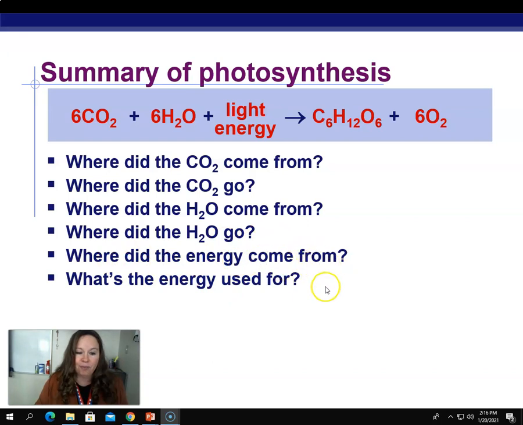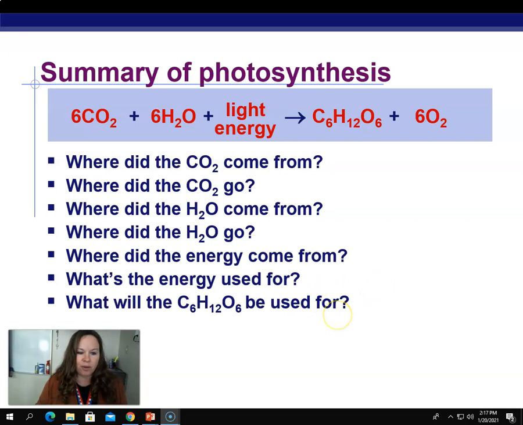Where'd the energy come from? Well, sunlight ultimately, right? But also making ATP during the light reactions. And it's used for the Calvin cycle so that we can phosphorylate our molecules there. Phosphorylating them gives them potential energy to accept the H's that we want to give them, that we gather from the chlorophyll and from the water.